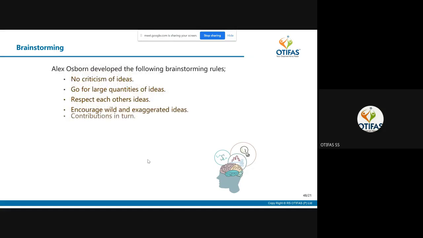So the rules of brainstorming: no criticism of ideas. If somebody is giving an idea, they should not criticize, and go for a large quantity of ideas. Respect each other's ideas, encourage wild and exaggerated ideas. What does this mean, wild and exaggerated ideas?